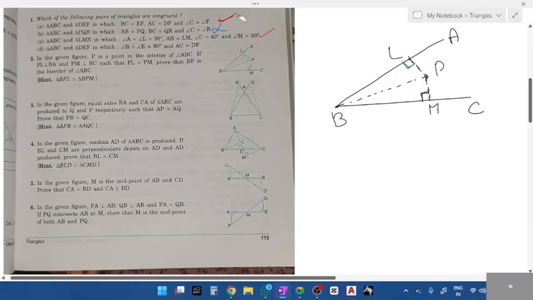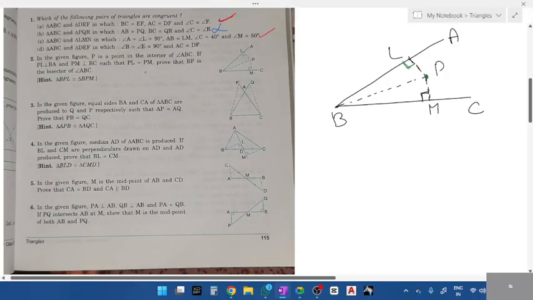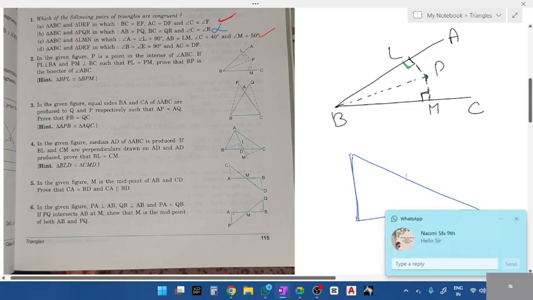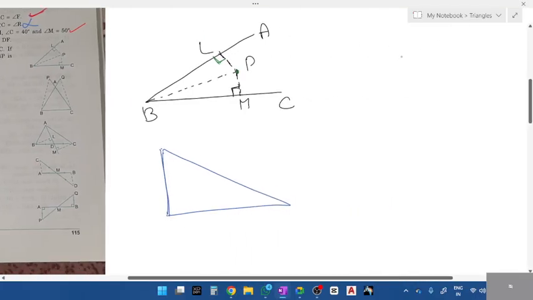Next, what have they given? Such that PL is equal to PM. Prove that BP is the bisector of angle ABC. Okay, there is one concept, the angle bisector concept. What do you mean by angle bisector, students? Do you all know the meaning of angle bisector?